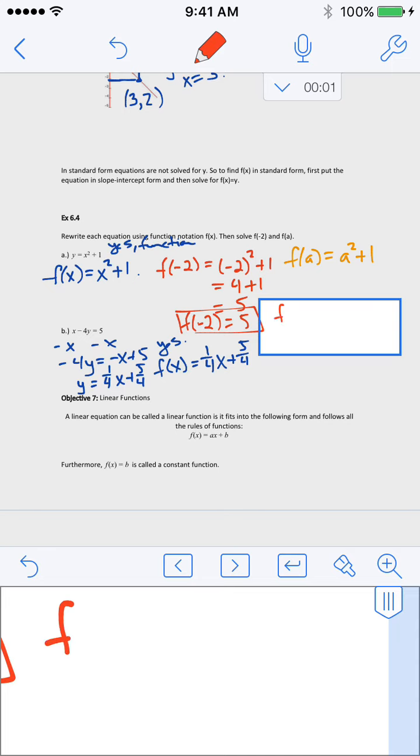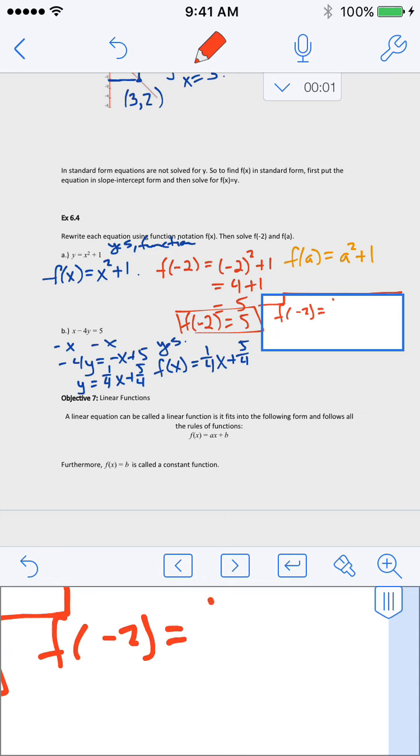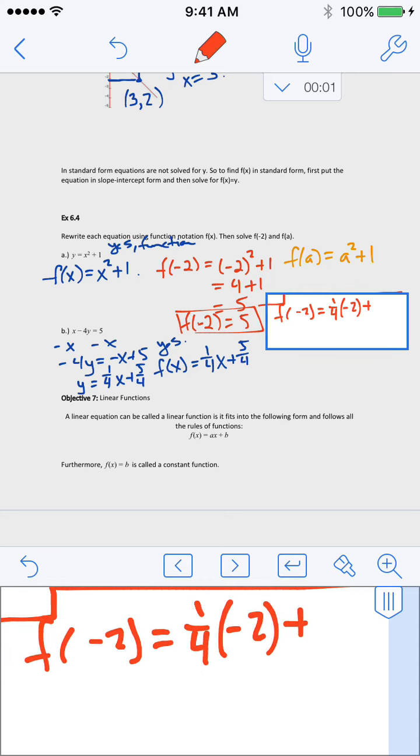I'm going to draw just a little kind of notes squiggle there. F of negative 2, and what does that question say? It says what is f when x is negative 2? So let's go ahead and plug in that negative 2. 1/4 times negative 2 plus 5/4.